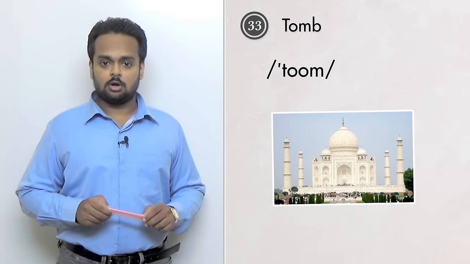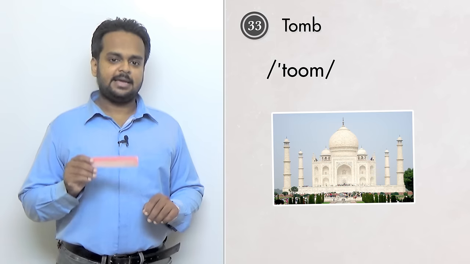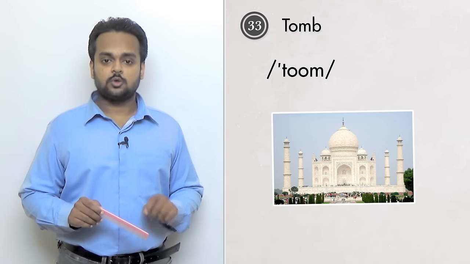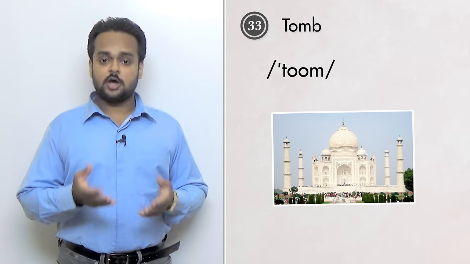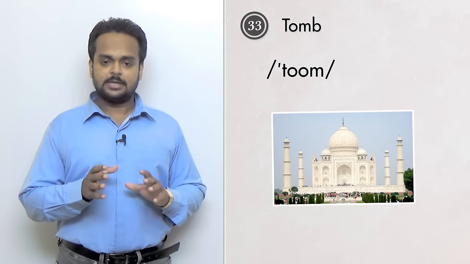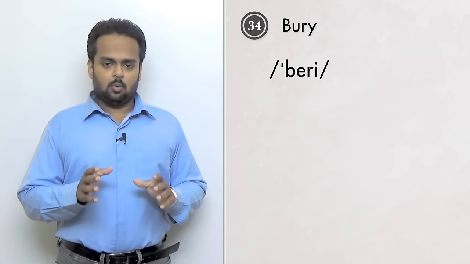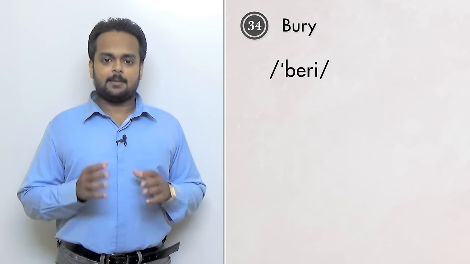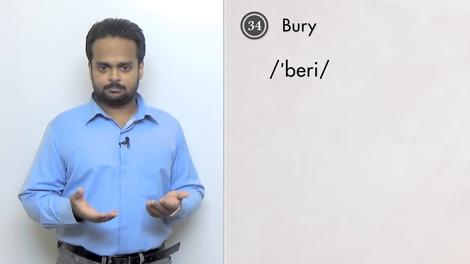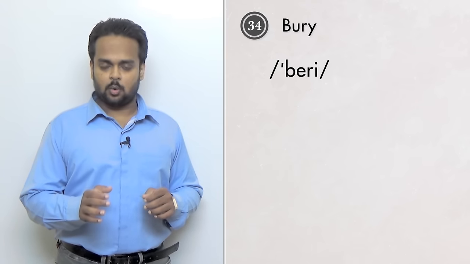A similar sounding word is tomb. It's often wrongly pronounced as tomb, but the B is silent and the O is pronounced with an oo sound. So, tomb. A tomb is a place, like the Taj Mahal, where a person, usually an important person, is buried. We say bury. Now, when I first heard this as a kid, I was really surprised because I used to say bury. I mean, it looks like that, right? But this word sounds just like the berry in strawberry. So, once again, bury.